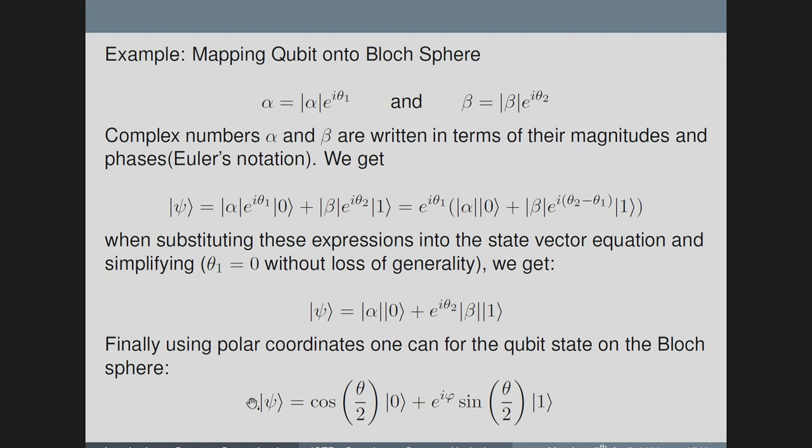But at the end of the day, what you end up with is this representation of your psi function where you have your theta, right? Your theta takes you from up to down on your Bloch sphere. And then you have your e to the i phi, that's your phase angle, takes you around the Bloch sphere. So your qubit now can be represented on this Bloch sphere very nicely.